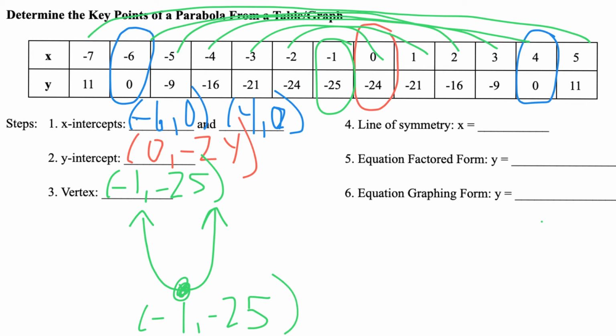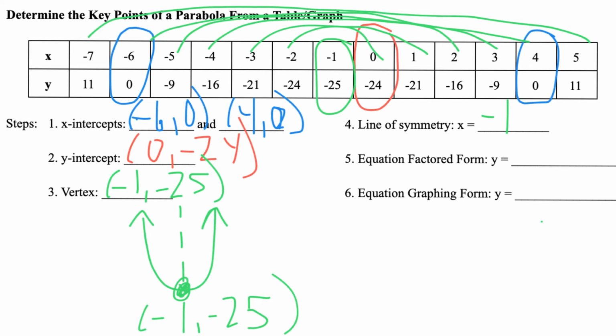The next thing that we should do is figure out where the line of symmetry is. Once you know the vertex, the line of symmetry should be pretty simple to figure out. Parabolas are always symmetrical right down the middle, which means that the line of symmetry goes through that vertex. All we need to do is look at the x value for our vertex, and we've got our equation for our line of symmetry. For this problem, it's x equals negative 1.